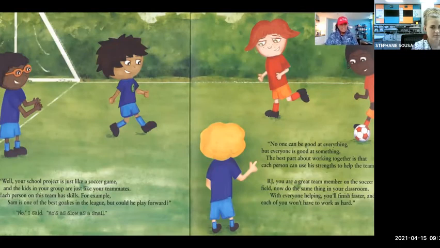For example, Sam is one of the best goalies in the league, but could he play forward? No, I said, he's slow as a snail. No one can be good at everything, but everyone can be good at something. The best part about working together is that each person can use his strength to help the team.